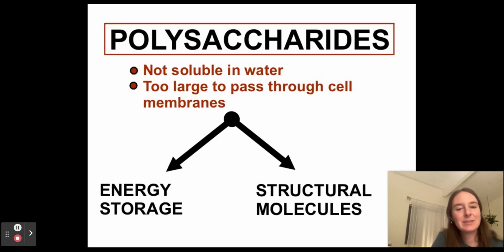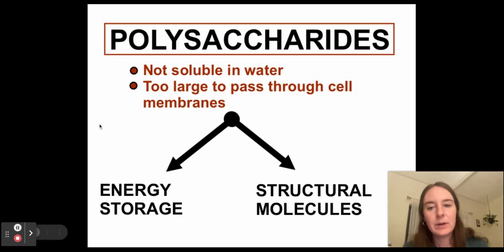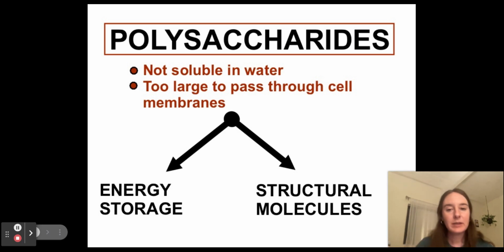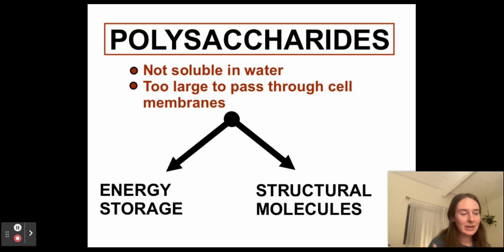Now, polysaccharides, some things you need to know about them. Number one, they're not soluble in water. So if you put a polysaccharide in water, water would not really be able to break it up or dissolve it. They're also too large to pass through cell membranes, so they can't get into your cells. So if you eat a polysaccharide, you can't get it into your cell directly. Your cell needs to chop up the polysaccharide into smaller sugars, smaller pieces, so that you can get energy from that molecule. And so we're going to look a little bit at how that happens.